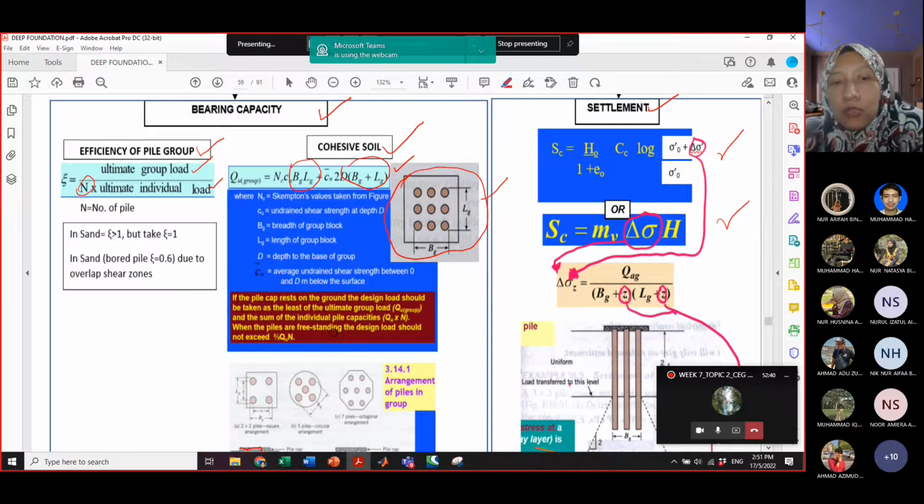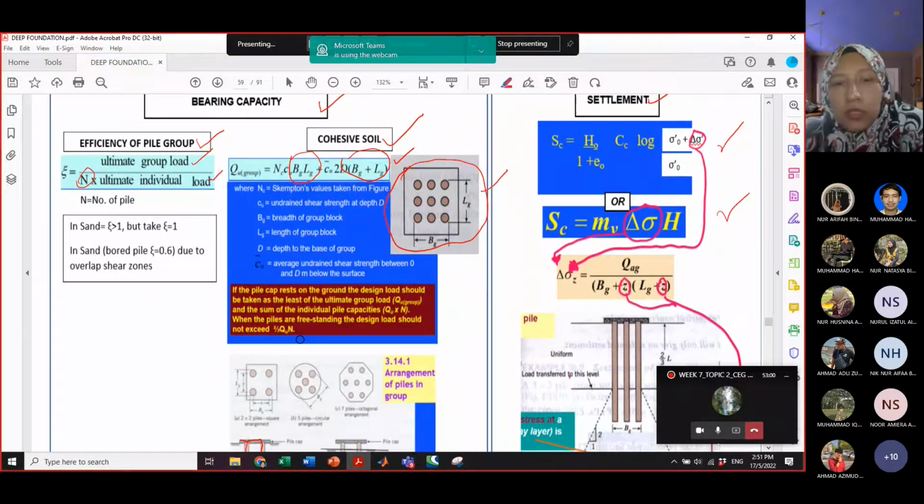So if the pile cap rests on the ground, the design load should be taken as the least of the ultimate group load and the sum of the individual pile capacity, Qu times N. When the piles are freestanding, the design load should not exceed 2/3 Qu N. So there are conditions: some piles will meet the hard rock or hard layer, hard stratum. Some piles do not find the hard layer, so they will stand freely there.